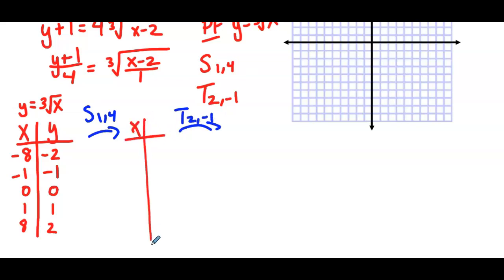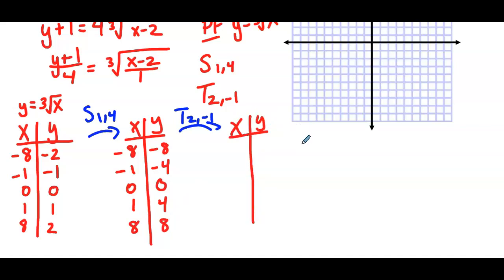So we have x, and we have y. So we have negative 8, negative 8, multiplying the y by 4. Negative 1, negative 4. 0, 0, 1, 4, 8, 8. And then we're going to follow that up, add 2 to the x, subtract 1 from the y's. So negative 6, negative 9, 1, negative 5, 2, negative 1, 3, 3, 10, 7.